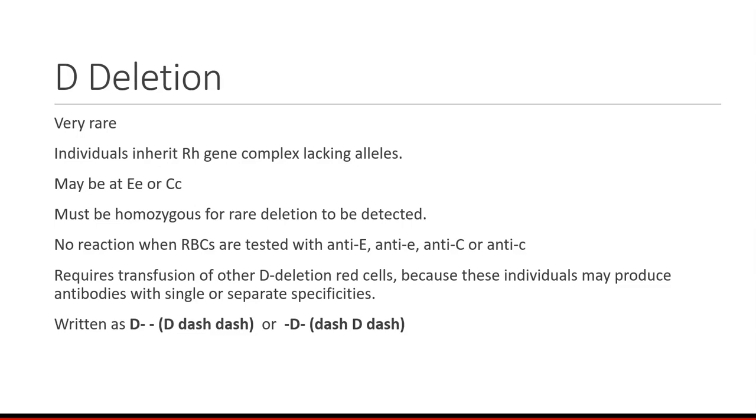There's also one called dot D dot, and that one has a weaker expression of the D antigen than a dash D dash. So again, D deletions are very rare. I want you to know they're negative for all Rh antigens except D, and they can form really, really complex antibodies, which will result in the transfusion of rare donor blood.